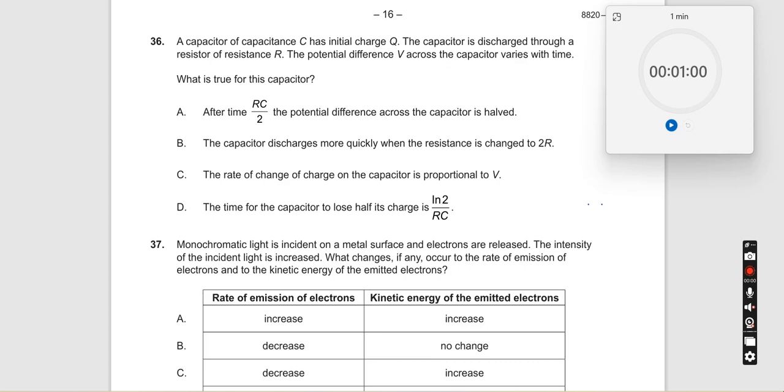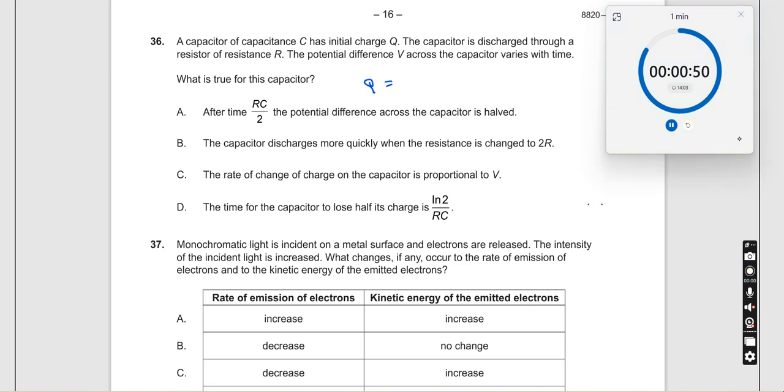Okay, now let us solve question number 36. We start the timer. A capacitor of capacitance C has an initial charge Q. Okay, so the moment this is given here, just write down the equation. Q is equal to CV.